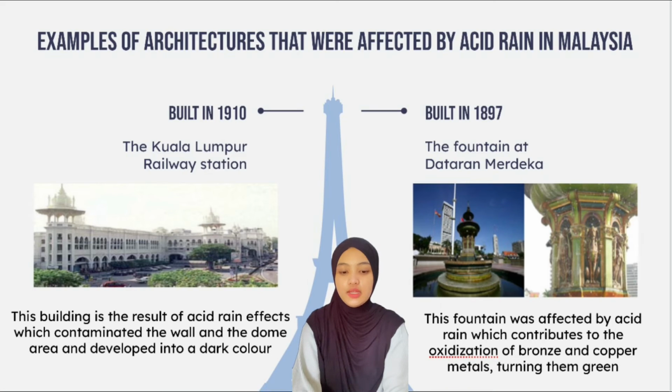Last but not least, the example of architecture that got affected by the acid rain in Malaysia that was built in 1897 is the fountain at Dataran Merdeka. This fountain was affected by acid rain, which contributes to the oxidization of bronze and copper metals, turning them green. That's all from me. Let's proceed with the next presenter.